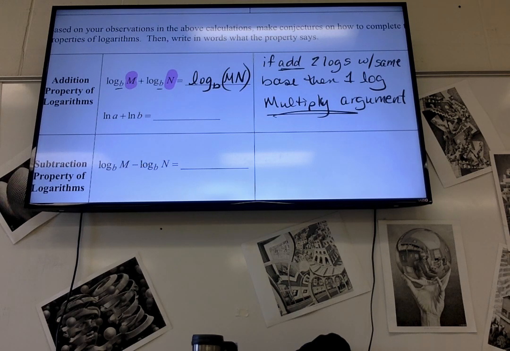It works with natural logs as well, because natural log is a log. It's just base e. So this would be natural log of what? Why did you say multiply argument? Because like over here, when I added these two, then here I multiply. So add and multiply. I'm just confused with the argument. Argument is here. These are the arguments. Okay.